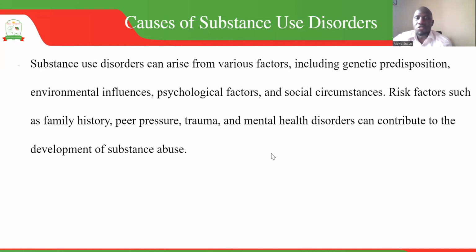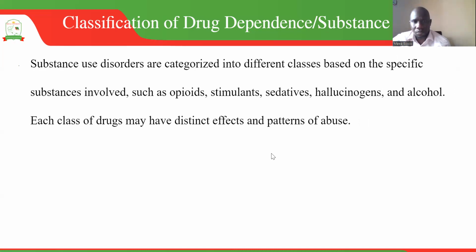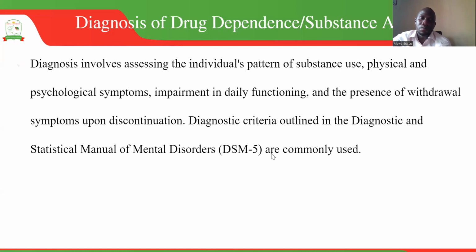So what causes this? Of course, there are many factors. There is genetic predisposition, environmental factors, psychological reasons, social factors. All these actually make an individual prone to using substances. We have a number of drugs that can be used for abuse or substance abuse. So we have opioids, stimulants, sedatives, hallucinogens, alcohol. These are examples of drugs or substances that can actually be abused.